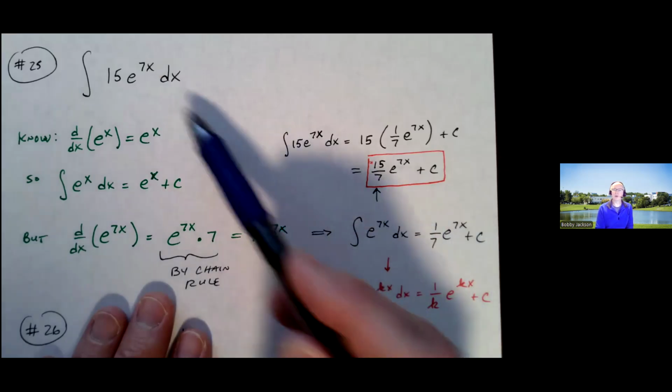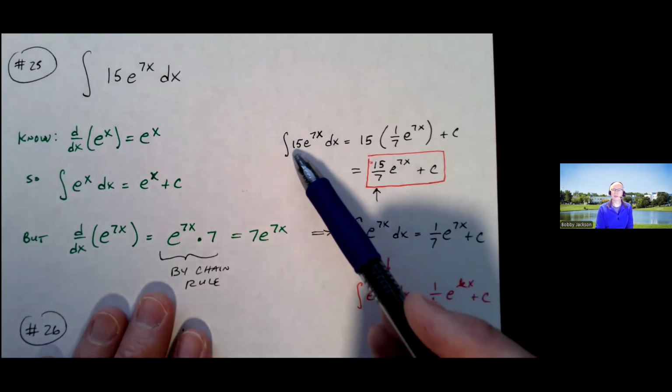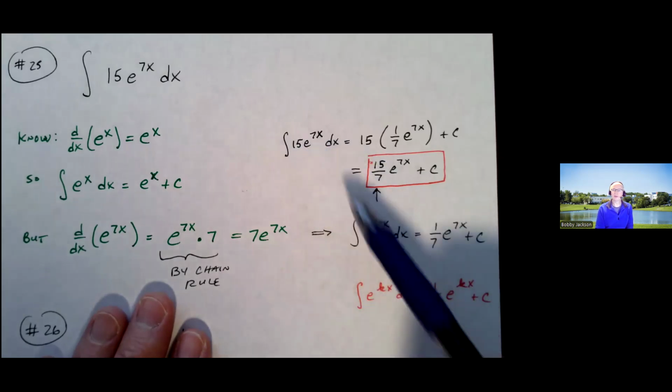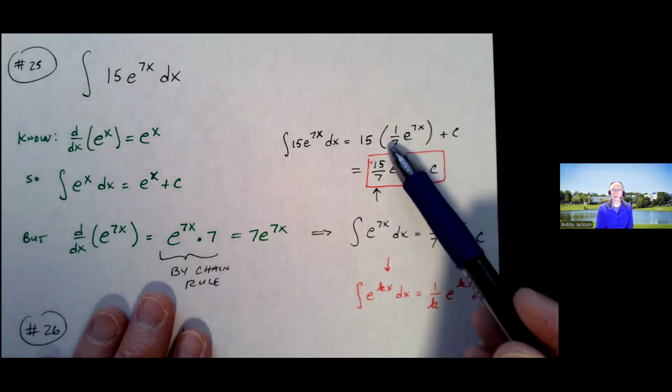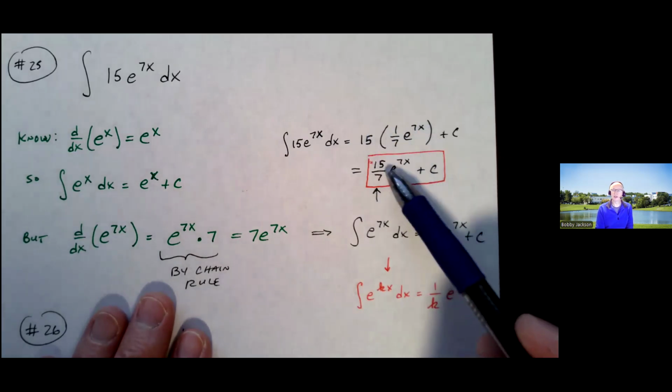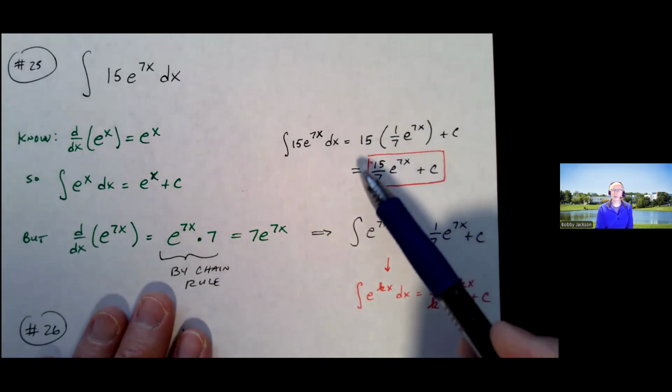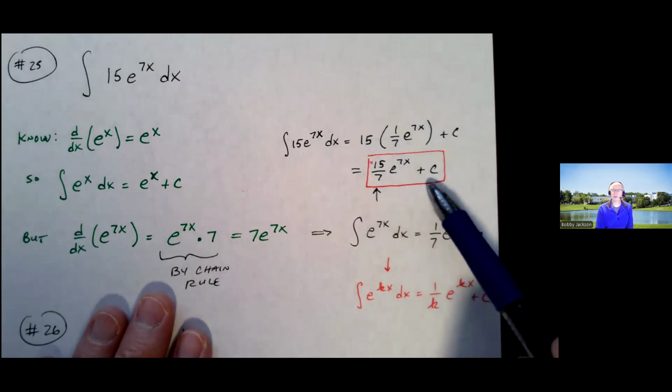And so our original problem, now I can do: 15 is a constant multiple, pull it out. The antiderivative of e to the 7x, as we just said, is 1/7 e to the 7x. And I can simplify that as 15/7 e to the 7x. Don't forget your plus c.